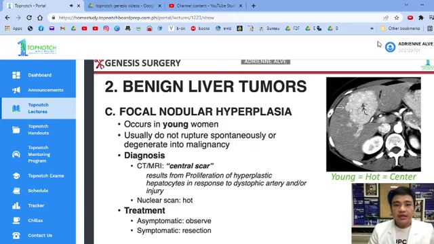The third benign liver tumor is the focal nodular hyperplasia. Ito naman occurs commonly in the young women rather. Tapos katulad din siya naman ng conditions. You would not intervene unless it causes pain or it is bleeding. Ito naman on the CT and MRI, it would tell you of the central scar.